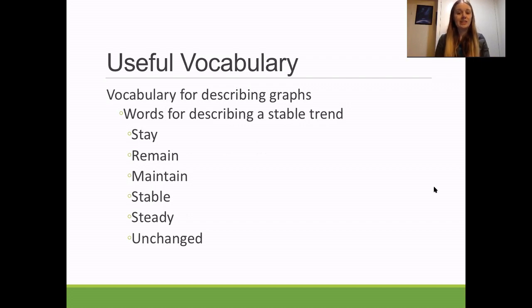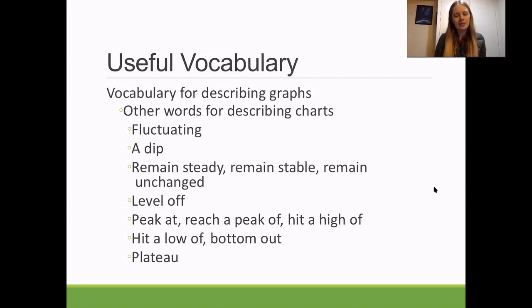If your trend is stable in your chart, then you can say stay, remain, maintain, stable, steady, or unchanged. Those are some words. So you can say it stayed at around this number, or it remained around this level, it maintained this level, it was stable, it was steady, or it was unchanged. Those are some ways to describe something that didn't change for a while.